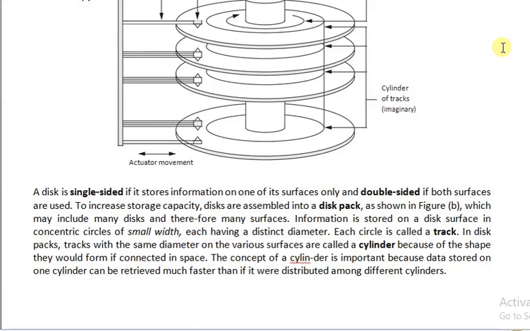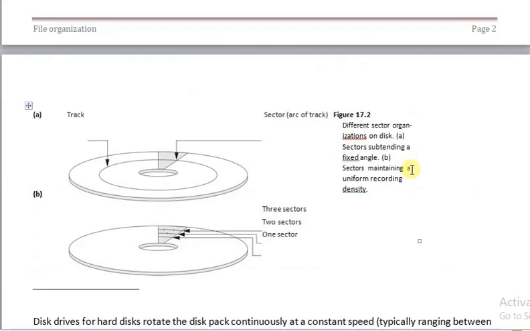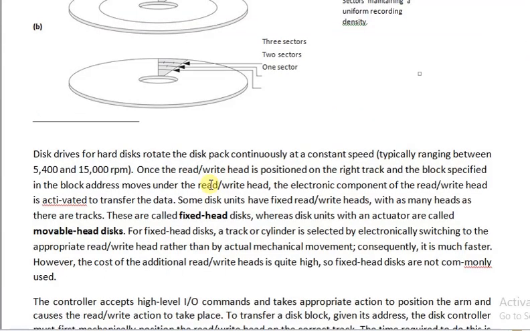Why? Because of its shape. As we can observe in this block diagram, these concentric circles are addressed as tracks. And the track is again divided into small sections called sectors. We can see here there exist multiple sectors: sector number 1, sector number 2, and sector number 3. The disk drive of the hard disk rotates at constant speed, usually at 5400 to 15,000 rounds per minute.